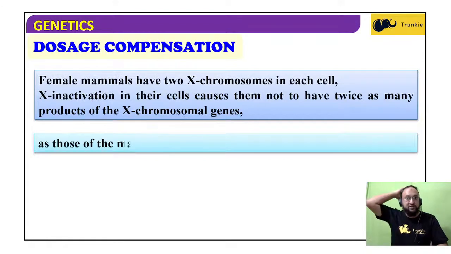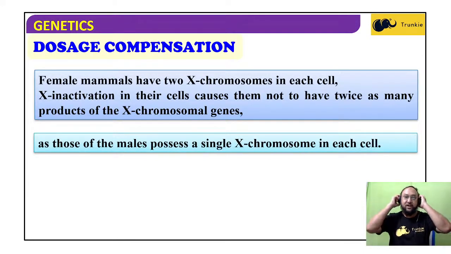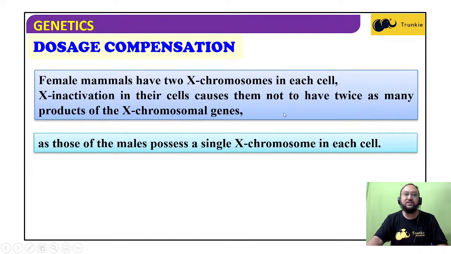So, dosage compensation. Female mammals have two X chromosomes in each cell. X inactivation in their cells keeps them from having twice as many products of the X chromosomal genes. The genes present on the X chromosomes would be two in number, two copies, since the genes present on both X chromosomes are the same. If both are active, all the genes present on the X chromosome will be in two copies. So this makes sure that there will be only a single copy of each gene present on the X chromosome. One is becoming inactive, and this is called Lyonization.